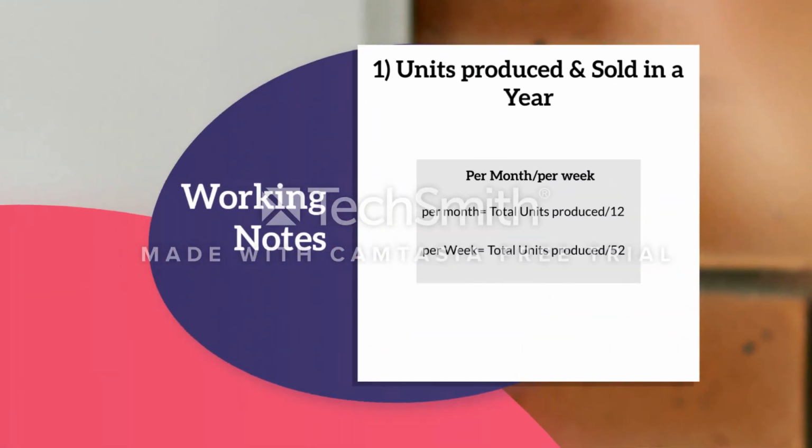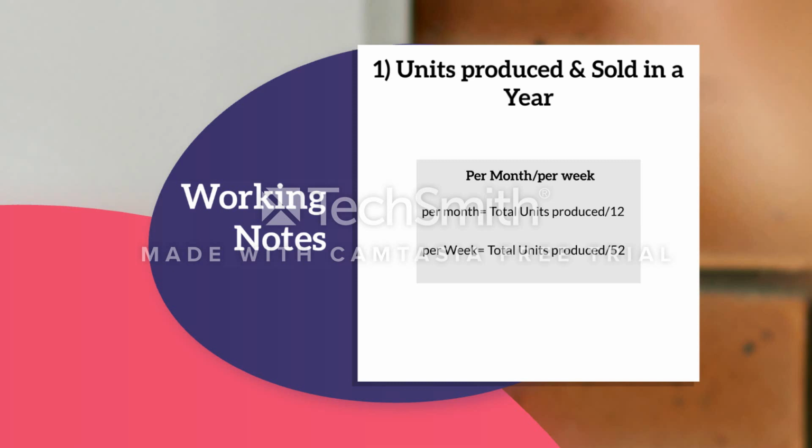There are 3 working notes which you need to remember very well to solve the problem. Once the problem is there in front of you, first step, prepare the format. Second, get your working note ready. How many parts? 3 parts of working note. First is units produced and sold. This information would be given in the problem itself in terms of year. You need to convert it into month or week depending upon the adjustments. If adjustment is given in week, you will find out first how many units are produced per week.